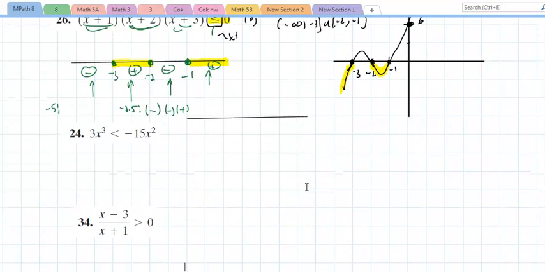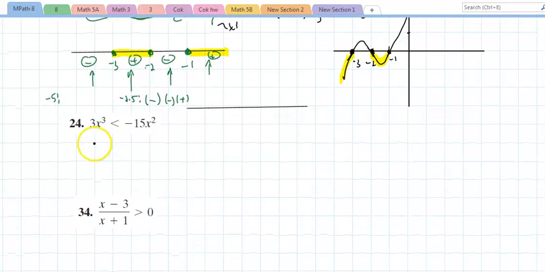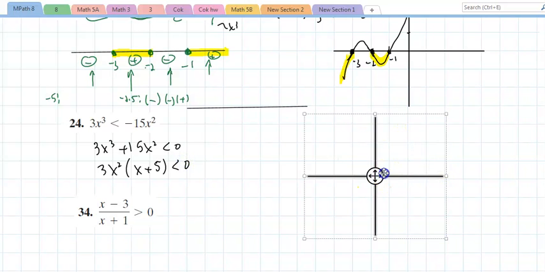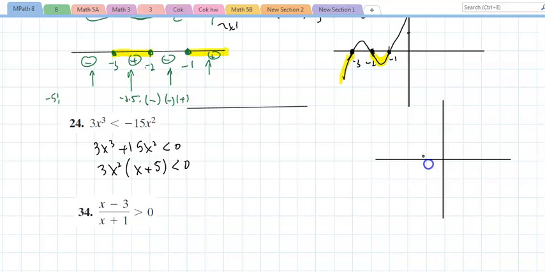This problem, I'll get everything on one side, 0 on the other side. We never divide in this case. If I factor a 3x squared out, I'll have an x plus 5. Again, I know how to graph this. The intercepts are 0 and -5.